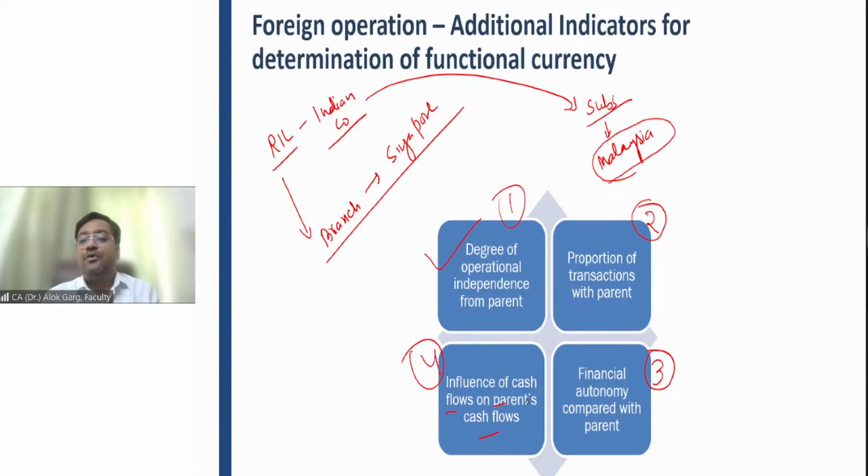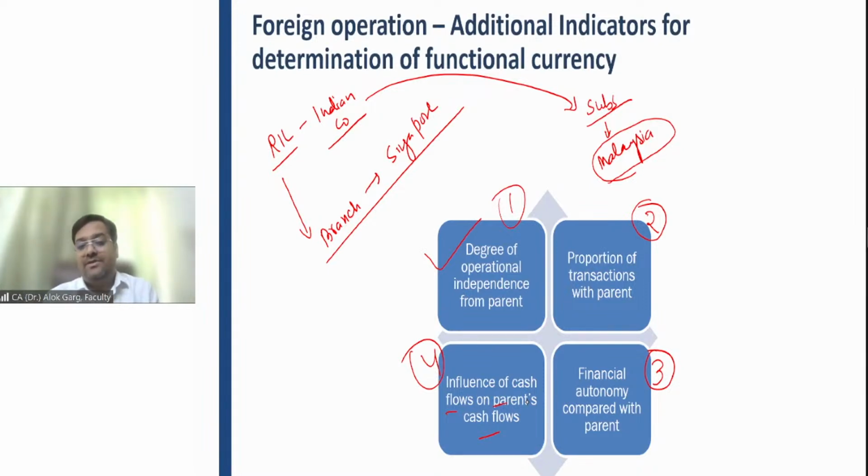So what is the proportion of transactions with the parent? What is the proportion of this branch with you? The CFO says, Madam, we are supplying the entire material to the branch. The branch is only depending on us. The branch is not procuring material from anywhere, right? This branch is only our extension, and this branch is formed only for facilitating our sales. So Namrata says, oh, it is high.